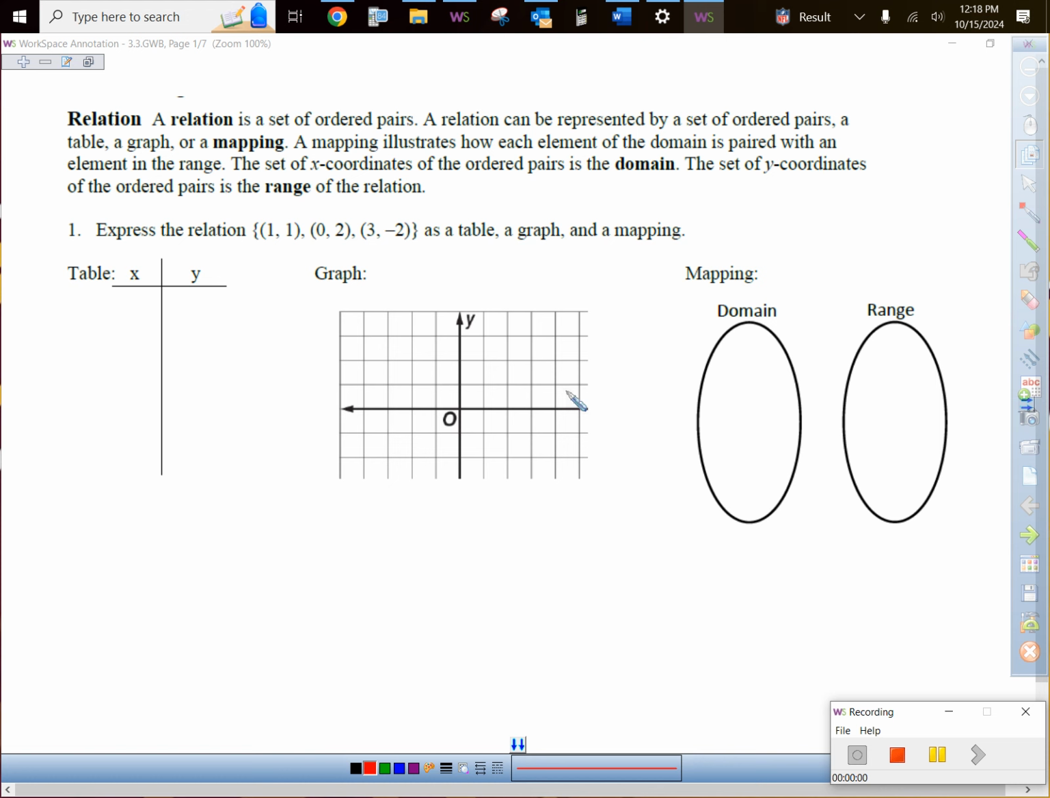3.3 in Advanced Algebra 1, doing a little bit of relations and functions. So what's a relation? I got it defined for you right here. It's just a set of ordered pairs, right? You'll see the word relation a lot. It's just a set of ordered pairs.